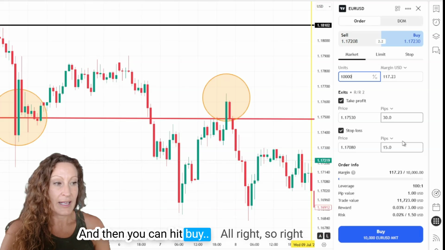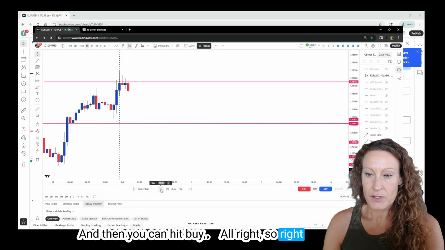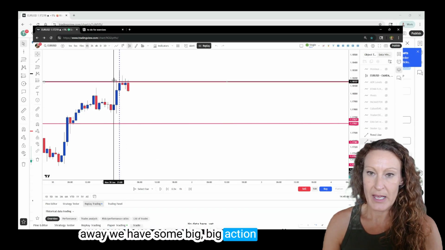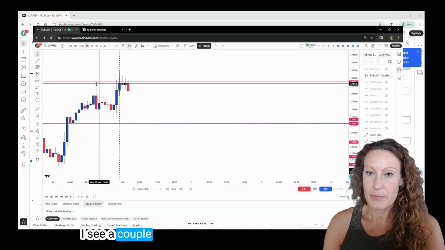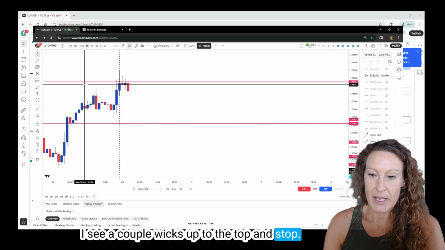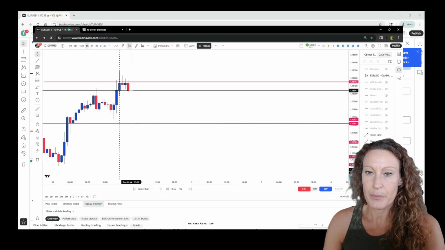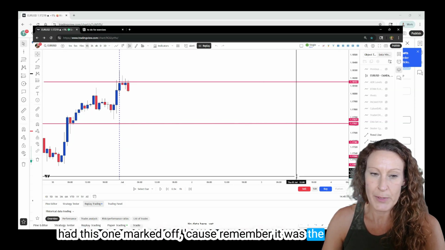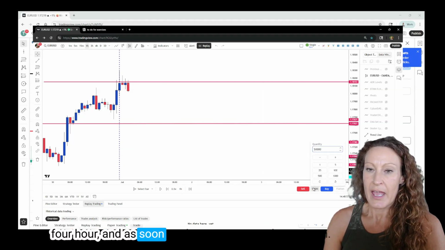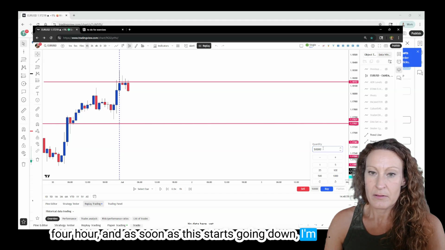And then you can hit buy. All right, so right away we have some big action candles. I see a couple wicks up to the top and stop. So as soon as I see these wicks up to the top, and I already had this one marked off because remember it was the 4 hour, and as soon as this starts going down, I'm in.